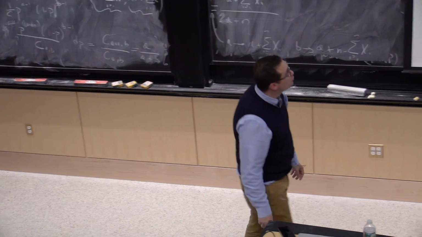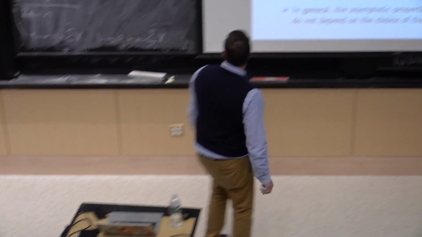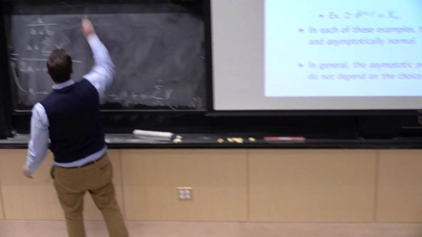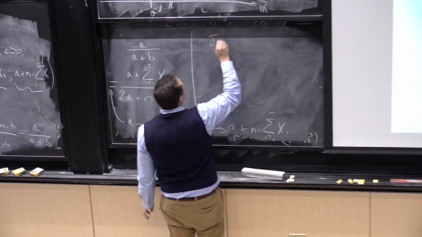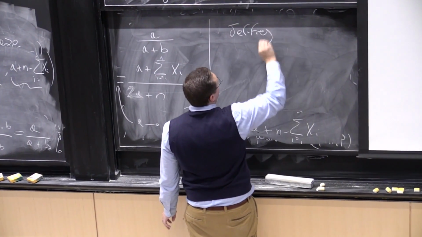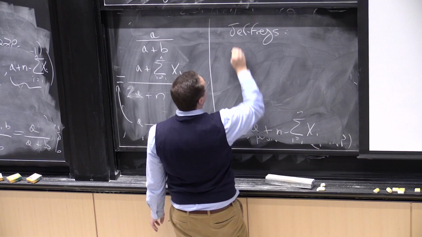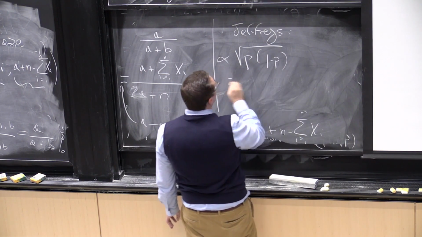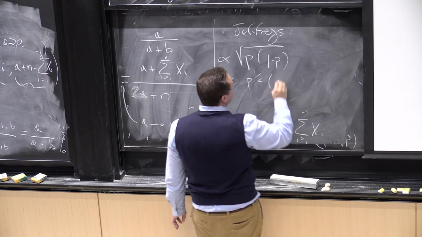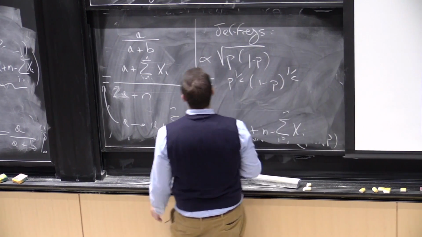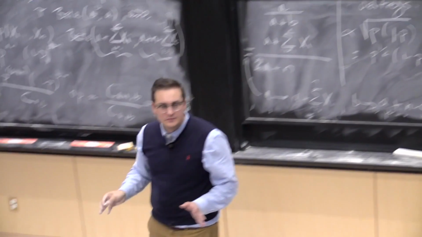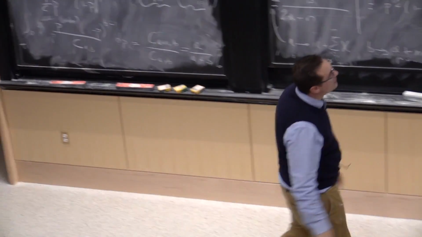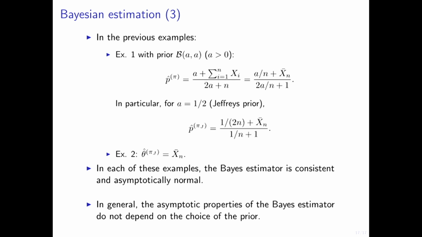So for A equal to 1/2, I claim that this is Jeffreys prior, because remember, Jeffreys prior was proportional to the square root of p(1-p), which I can write as p to the 1/2, (1-p) to the 1/2. So it's just the case A equal to 1/2. If I use Jeffreys prior, I just plug in A equals 1/2, and this is what I get.